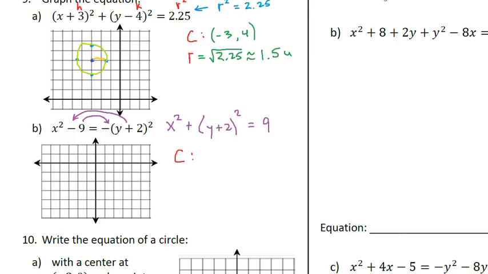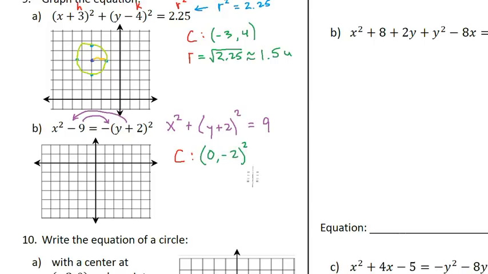Our center here. Well, there is no number inside the parentheses that's being added or subtracted from the x value. That means our x value of our center is 0, and our y value is our k value, which is equal to -2.